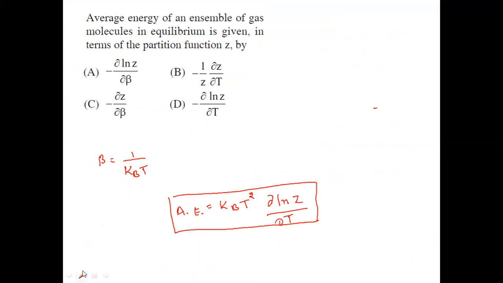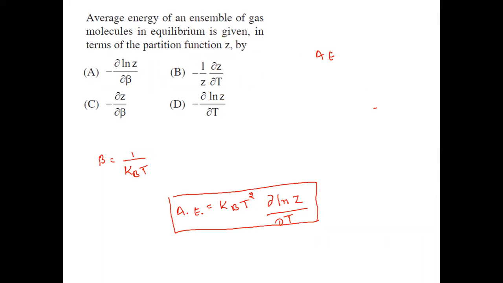In this problem, we need to find the average energy of an ensemble of gas molecules in equilibrium in terms of the partition function. We need to write the average energy of gas molecules in terms of the partition function. The answer for this equation is the average energy.